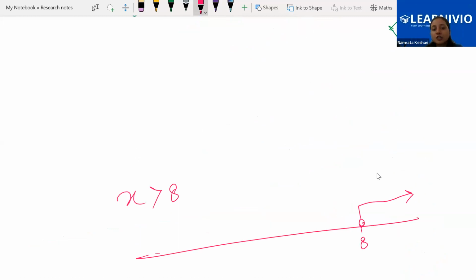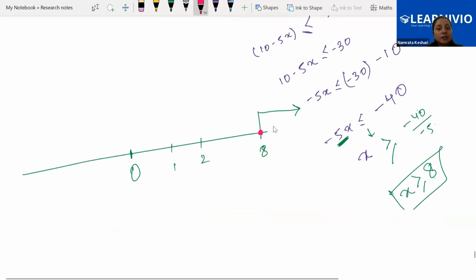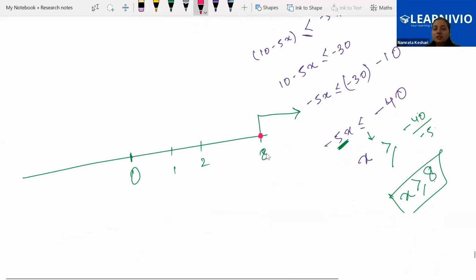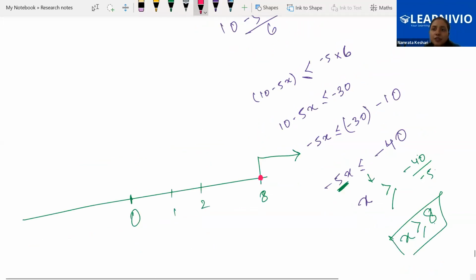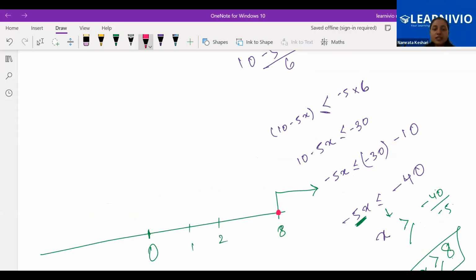We are not able to touch 8. After 8, we can take all the numbers, but not 8. That's why a hollow circle. And when we are touching 8, that means a solid circle. This is the basic concept of inequality, which is not limited to inequality; we'll be using this concept in all the chapters.